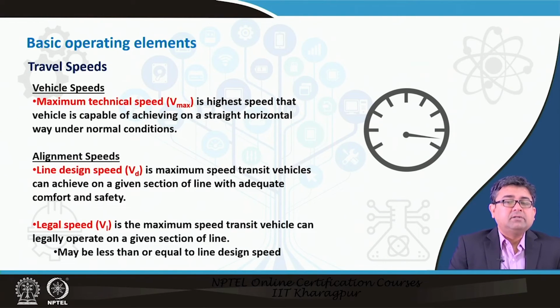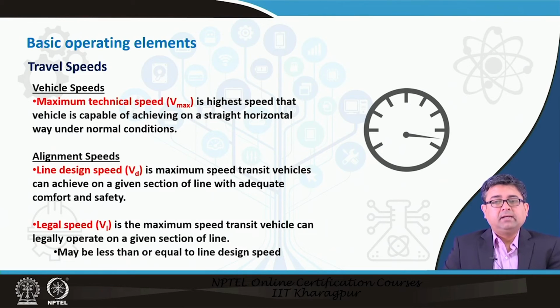Now, there are different kinds of speeds that are associated with the actual alignment of that transit line. So, line design speed is the first. The line design speed is the maximum speed transit vehicles can achieve on a given section of line with adequate comfort and safety. Okay. So, there may be different sections in the same line.